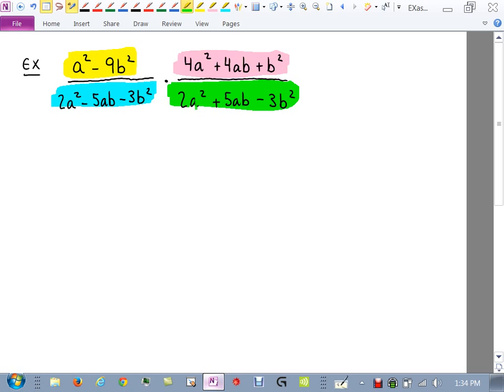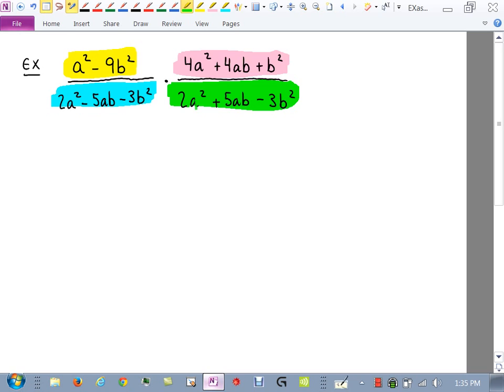The first, top left yellow one is the difference of squares. The blue one, three terms, AC method. The pinkish one is three terms, AC method. The green one is three terms, AC method. So you've got one difference of squares and three AC methods in one problem here.